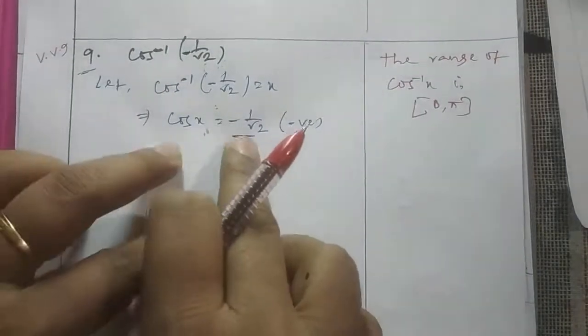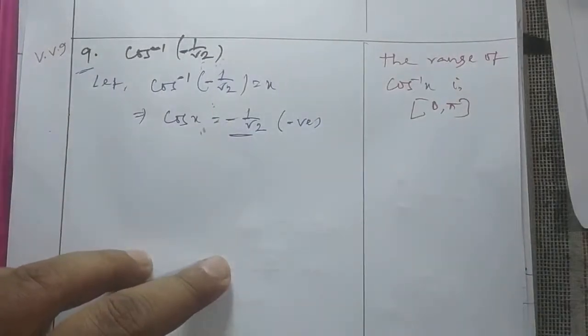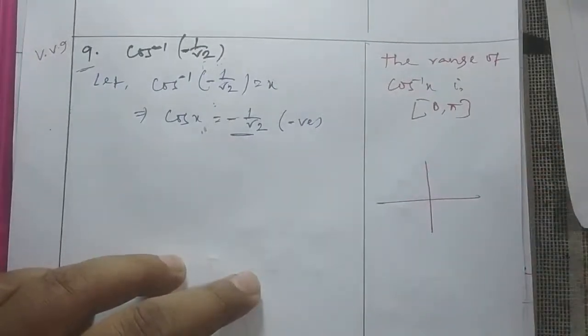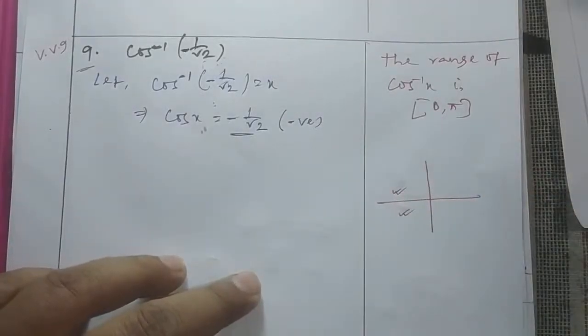Ultimately, we have got cos x is negative. Now tell me, in which quadrant will cos x be negative? That we learned in class 11, correct? We know in the second quadrant and third quadrant, cos x will be negative.